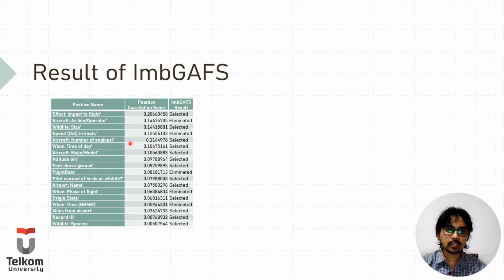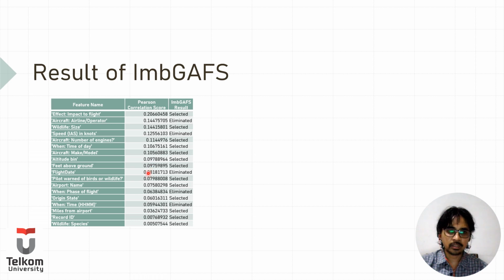So here we can see this is the result of the feature selection of our novel ImbGAFS. These are the feature names in the aircraft bird strike dataset. And here are the Pearson correlation scores of each feature towards the label. And at the right side is the selection result of the ImbGAFS. Here we can see that the selection done by ImbGAFS does not take into consideration the magnitude of the Pearson correlation.